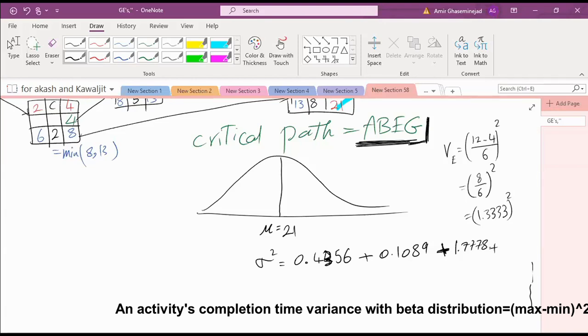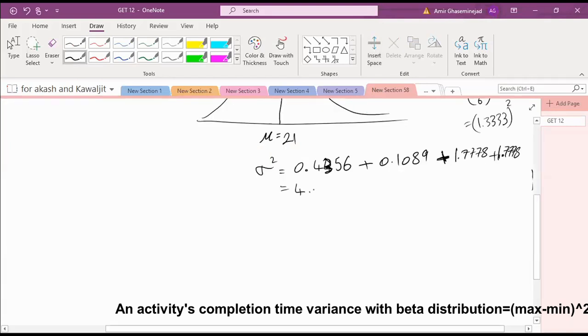Okay, for G, please. 1.7 repeating. 1.7778. We go to 4 decimal places. And this is the sum of the variances. So what is the sum of the variances? The sum is 4.1001. Therefore the standard deviation is about 2.024. So this is the standard deviation of the completion time of the project.